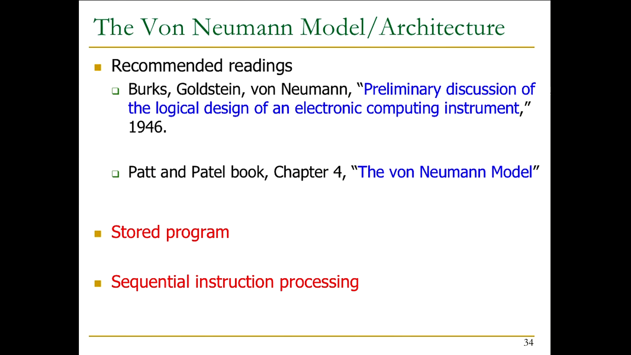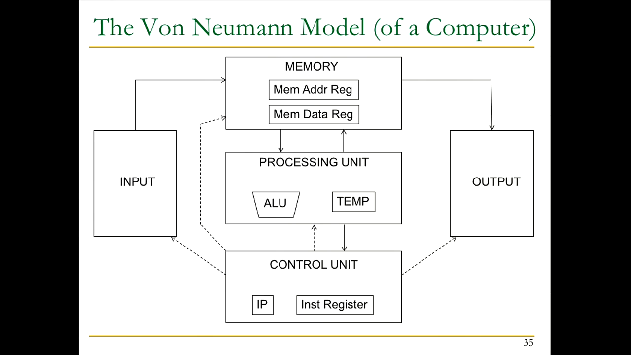This is the paper that actually introduced the von Neumann model. It is not a required reading, but a recommended reading. If you're interested, you can look at this beautiful paper that covers a lot of concepts early on, since it was written in 1946. And the von Neumann model is also beautifully explained in the book chapter by Yale Patt and Sanjay Patel that we covered in digital circuits. So: stored program and sequential instruction processing.